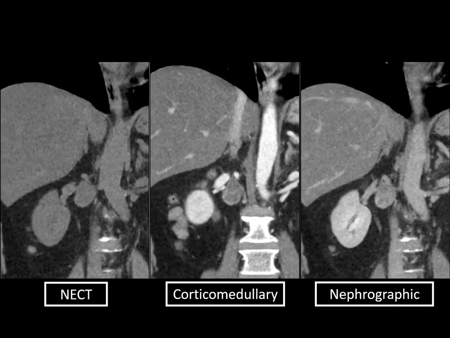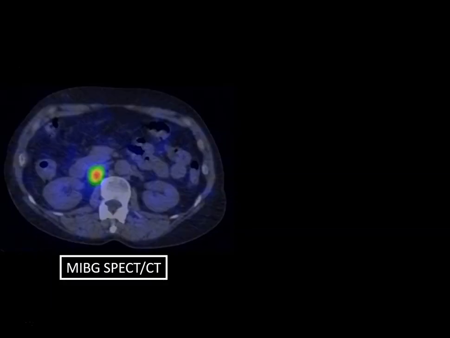If we look at the coronal images from the same series, again, you can see that it's medial to the kidney. It's definitely not where you would expect the adrenal gland to be. So there was a clinical suspicion for pheochromocytoma, and an MIBG SPECT CT was done. And this fuses SPECT images on top of a CT scan, and in that same region of the mass, you see marked avidity.